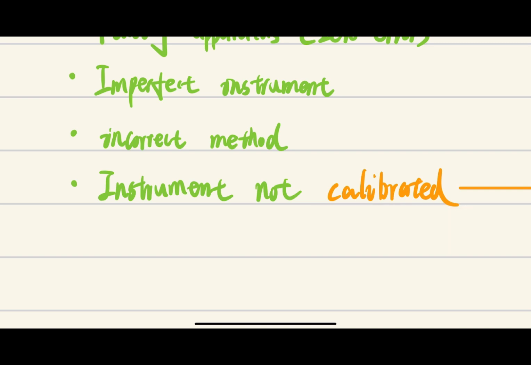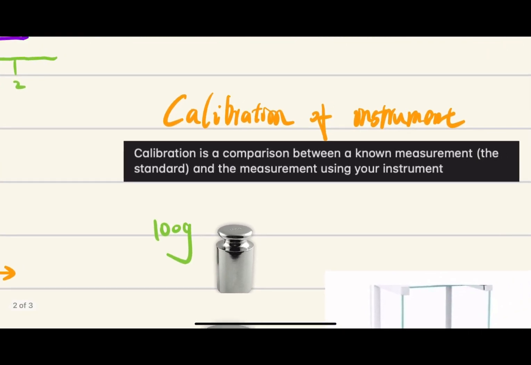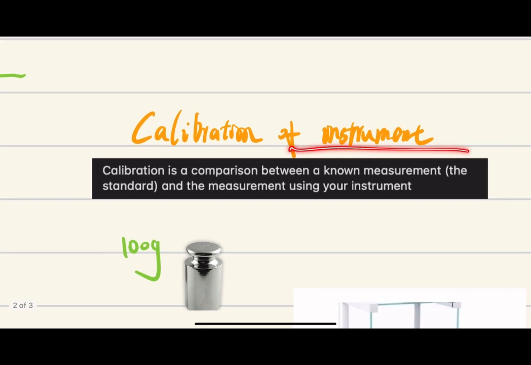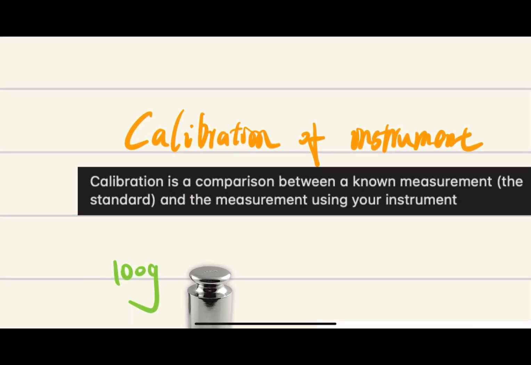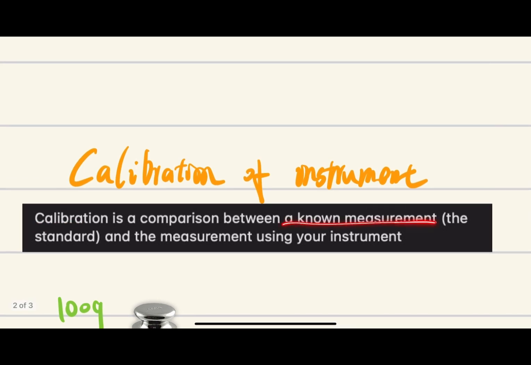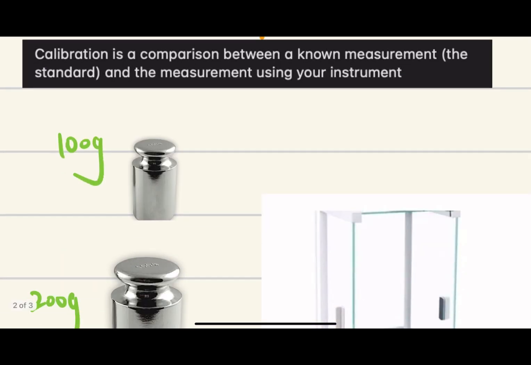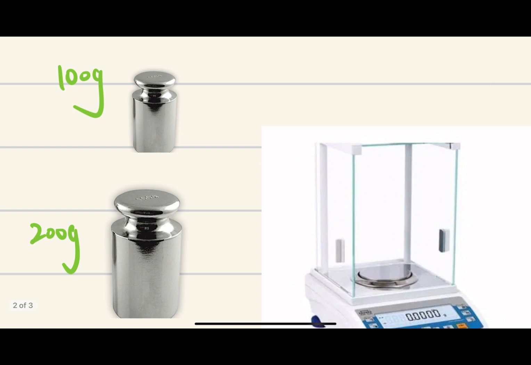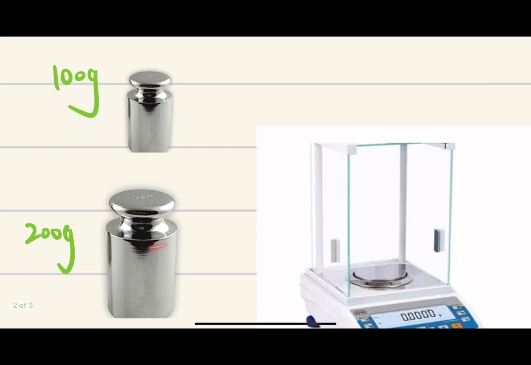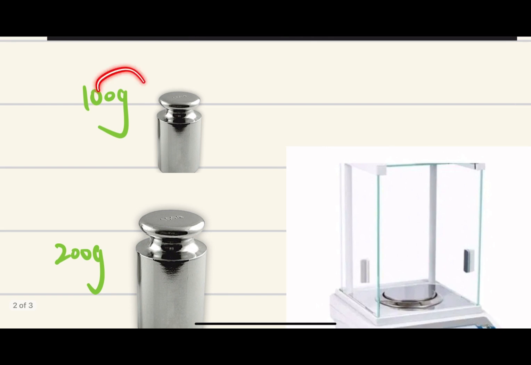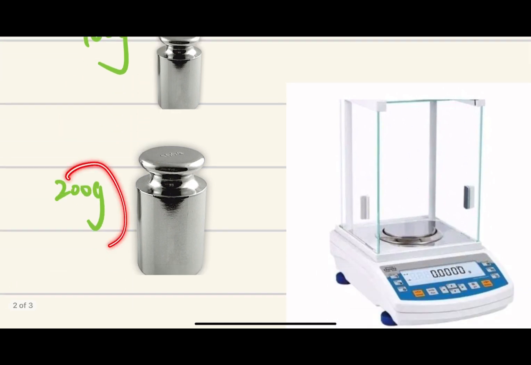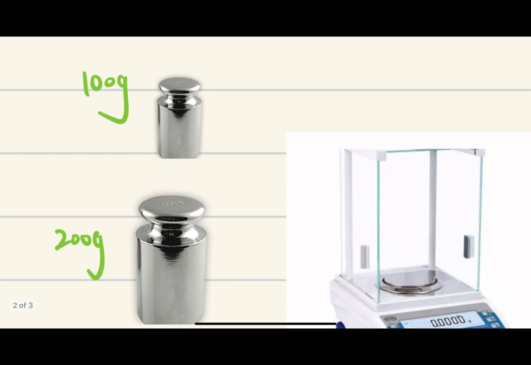And what do I mean by calibrated? That's the concept of the calibration of the instruments. By definition, calibration is a comparison between a known measurement, that will be your standard, and the measurement using your own instrument. And what do I mean by that? Here is an example. I have two weights here, the first one and the second one. The first one is 100 gram and the second one is 200 gram. And here is something special about them.